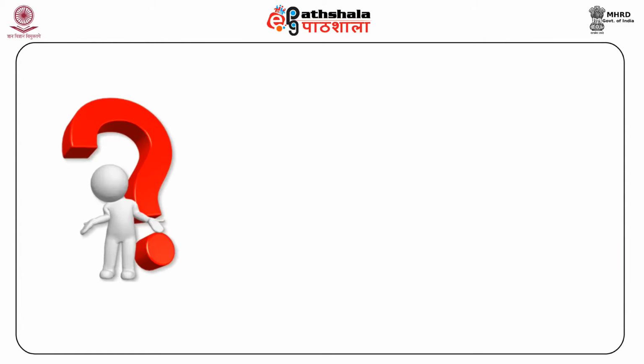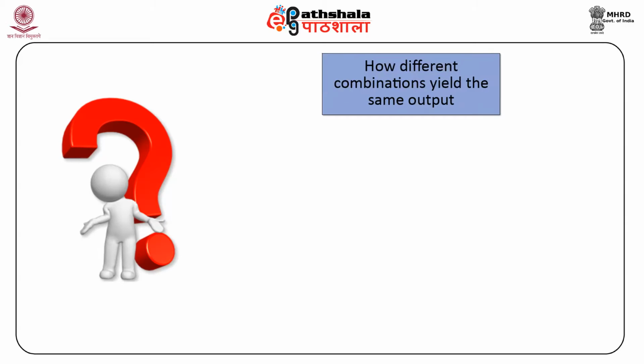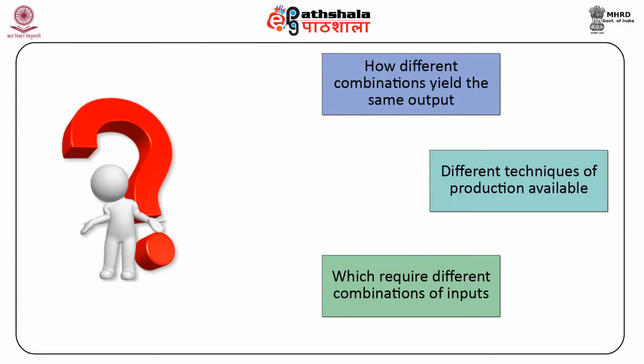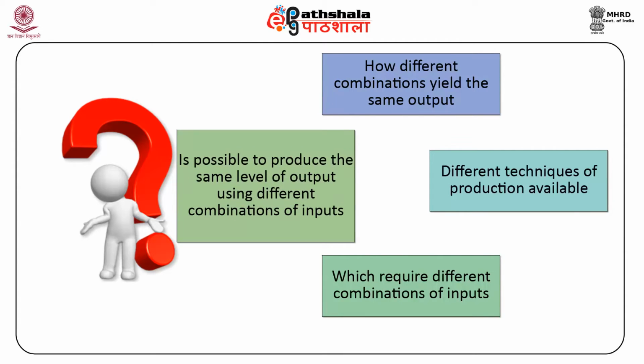Now, the question is that how the different combinations of inputs can yield the same output. The answer to this question is that since there are different techniques of production available in the world, thus the different techniques of production require different combinations of inputs, and thus it is possible to produce the same level of output using different combinations of inputs and techniques of production.